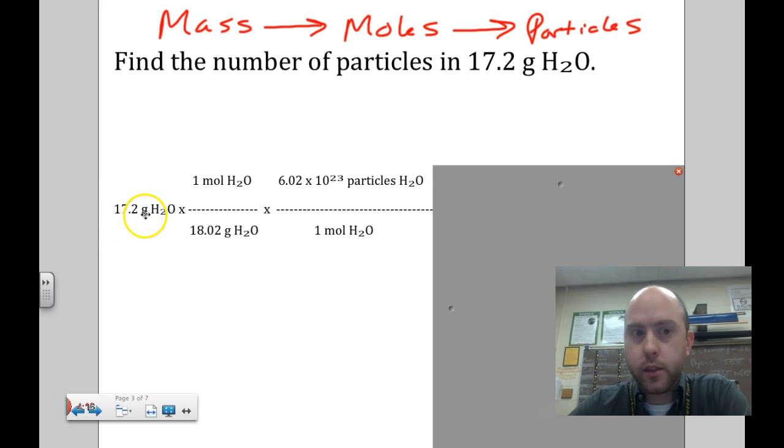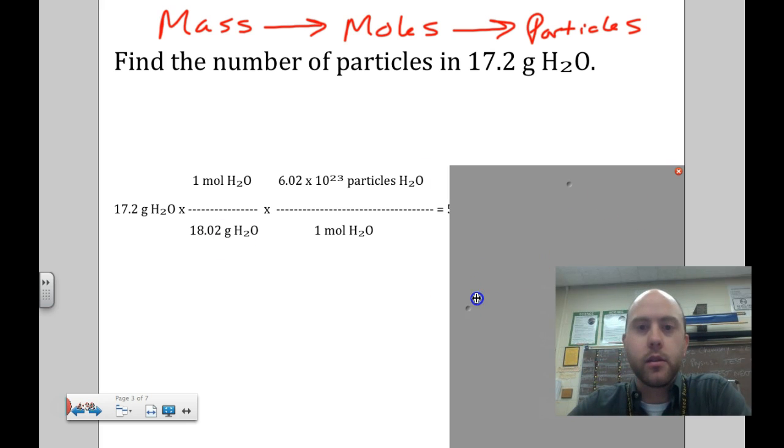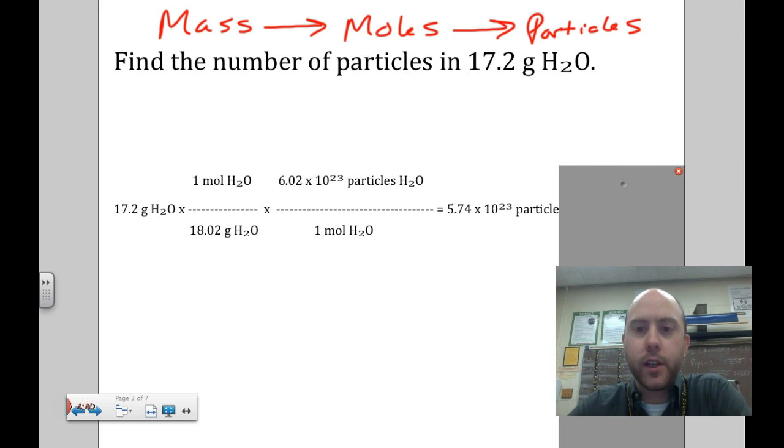17.2 is 3 sig figs, 18.02 is 4 sig figs, 6.02 is a constant, don't worry about that. These ones are constants, don't worry about that. So it's either between 3 sig figs or 4 sig figs. Since I'm multiplying and dividing, I use the fewest number of sig figs, so that would be 3. So my answer must have 3 sig figs. So when I round my answer to 3 sig figs, I get 5.74 times 10 to the 23 particles of H2O.